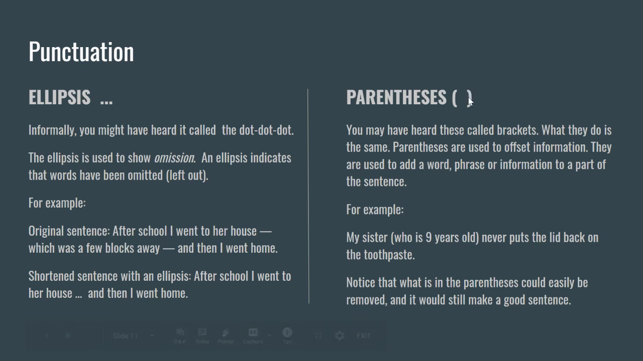Parentheses, you may have heard these called brackets. What they do is the same. Parentheses are used to offset information. They're used to add a word, phrase, or information to a part of the sentence. So for example, my sister (who is 9 years old) never puts the lid back on the toothpaste. So notice that what is in the parentheses could easily be removed and it would still make a good sentence. My sister never puts the lid back on the toothpaste.